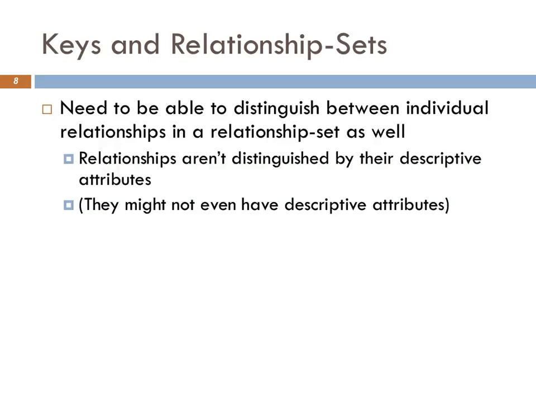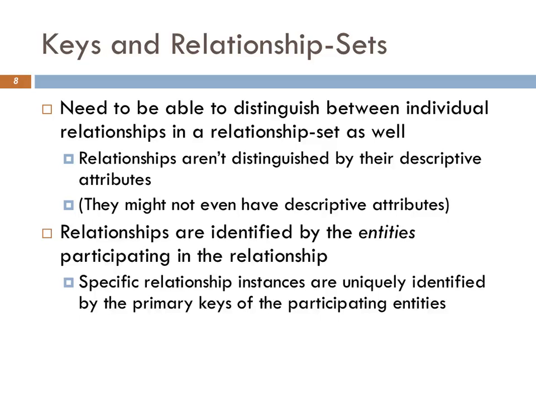Just like in SQL. Okay, let's see. We need to be able to remember we have relationship sets, and they contain relationship instances or relationships. And we want to be able to uniquely identify specific relationships, and we do identify them by the participating entities. So again, you can start to see how the keys on entity sets factor into the relationship set representation. Okay? So specific relationship instances are uniquely identified by the primary key attributes of the participating entities.